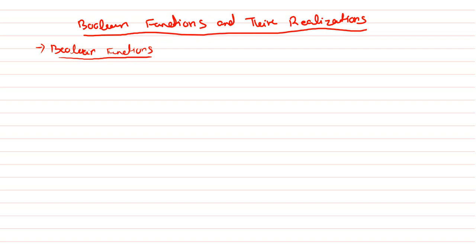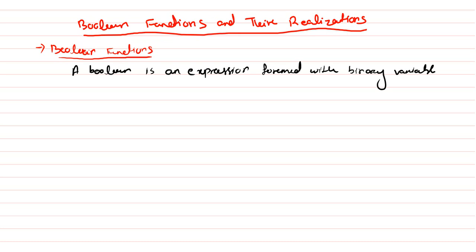Okay, so let me write down the statement first. The statement says a Boolean is an expression formed with binary variables and, or, and not operators.